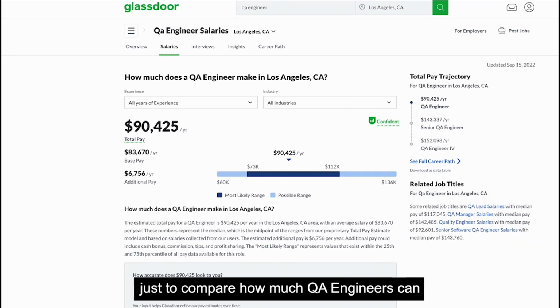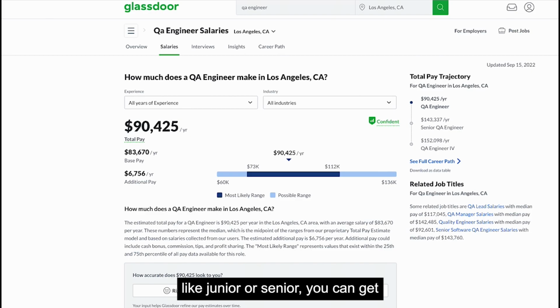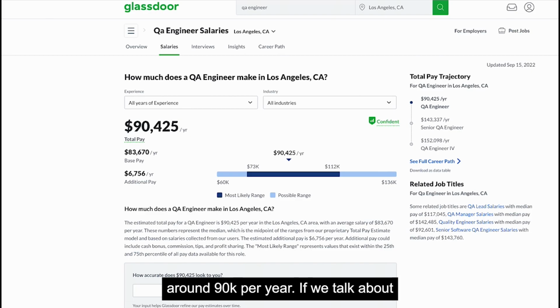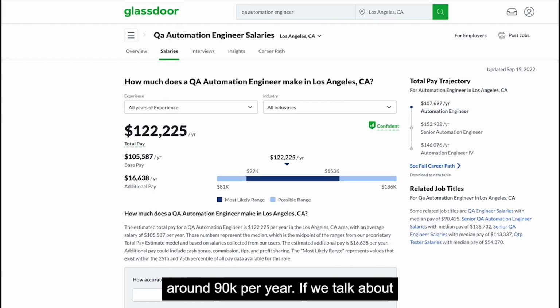I'm going to use Glassdoor just to compare how much QA engineers can make compared to QA automation engineers and SDETs. As a regular QA engineer, I mean in a middle position, not junior or senior, in Los Angeles, where I am right now, you can get around 90K per year. If we talk about QA automation engineers, you usually earn above six figures, and as Glassdoor says, you can earn around 122K per year. Of course, there is a range. You can get from 100K to 153K, depending on the company.